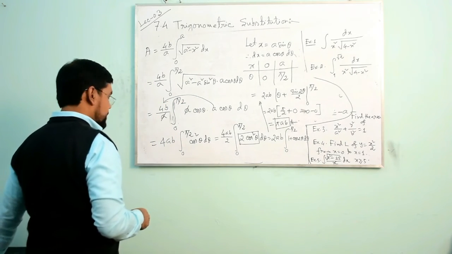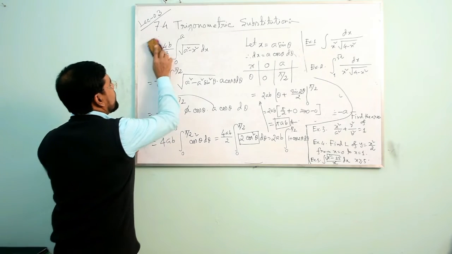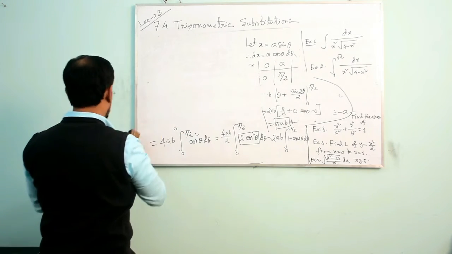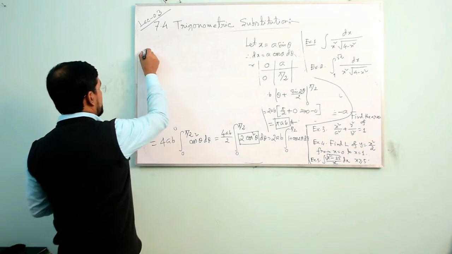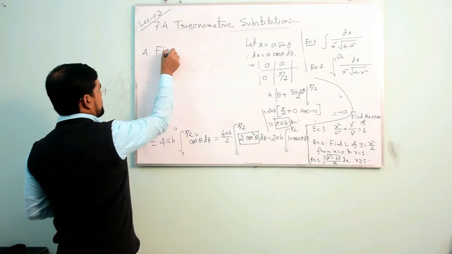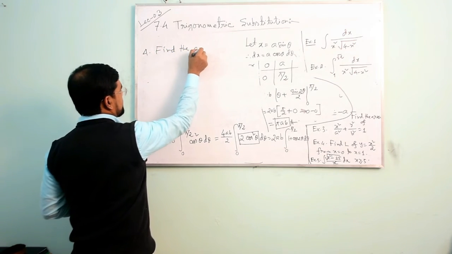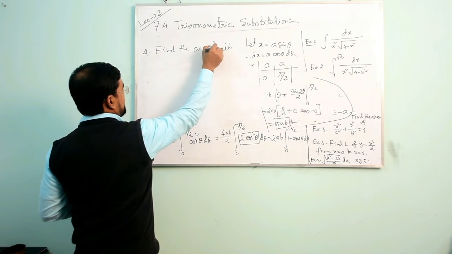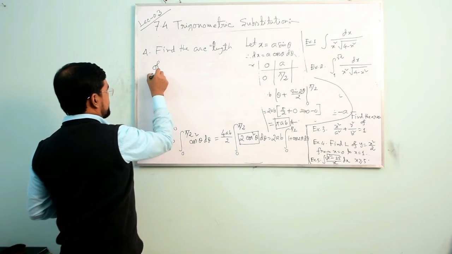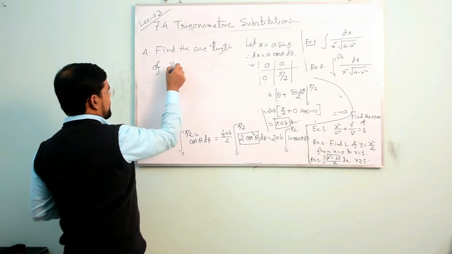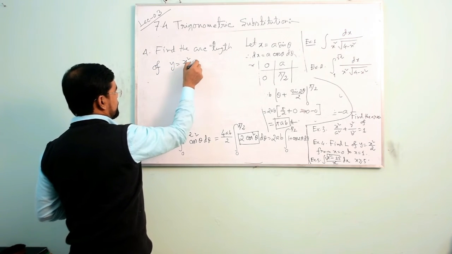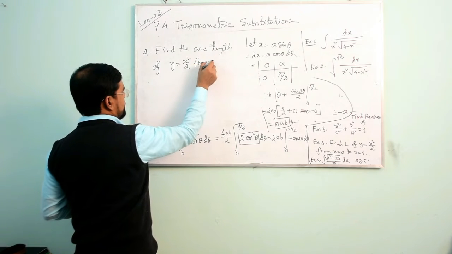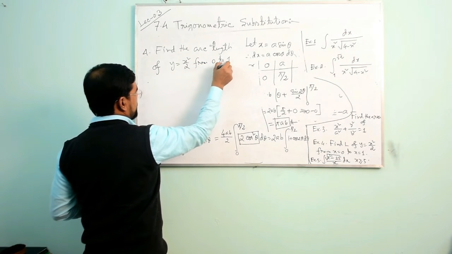And now let's try another example, which is example 4. Find the arc length of y equal to x square by 2 from 0 to 1.